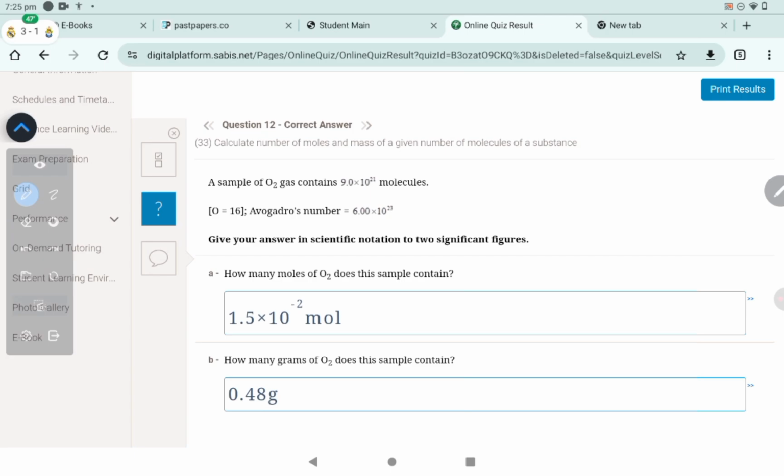Now, how many grams of O2 does the sample contain? Now we got the moles. We know that mass is equal to moles multiplied by the molar mass. So 0.015, or 1.5 times 10 to the power of negative 2, multiplied by the molar mass. O2 is diatomic, so it's 16 times 2, 32. So 1.5 times 10 to the power of negative 2 multiplied by 32, we get 0.48 grams. Yes, that is it.